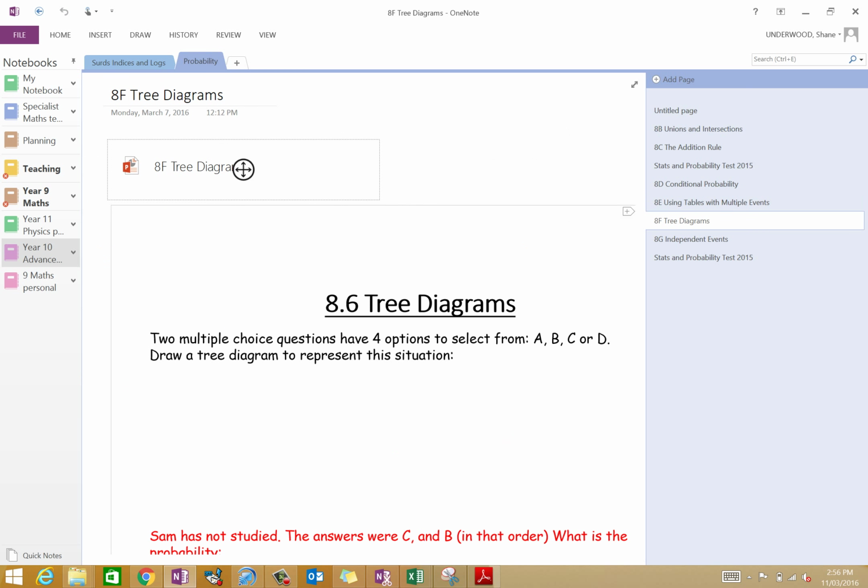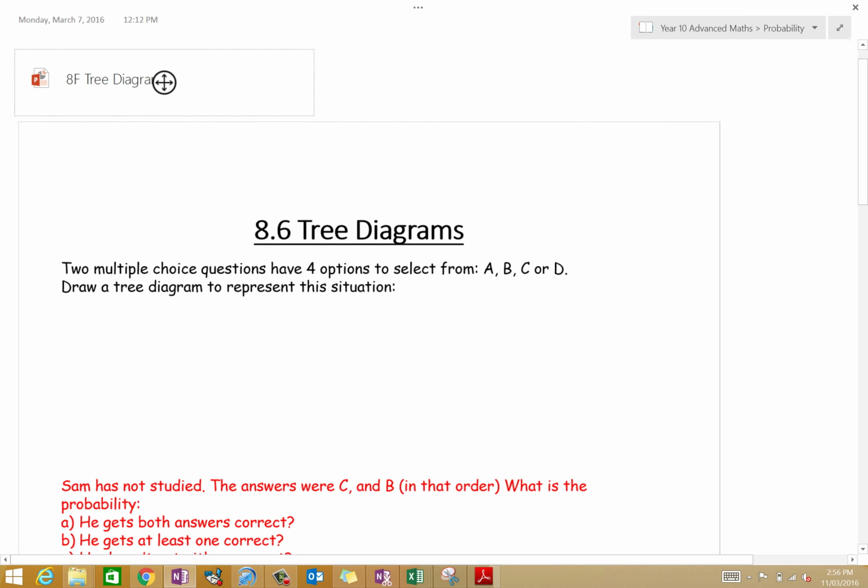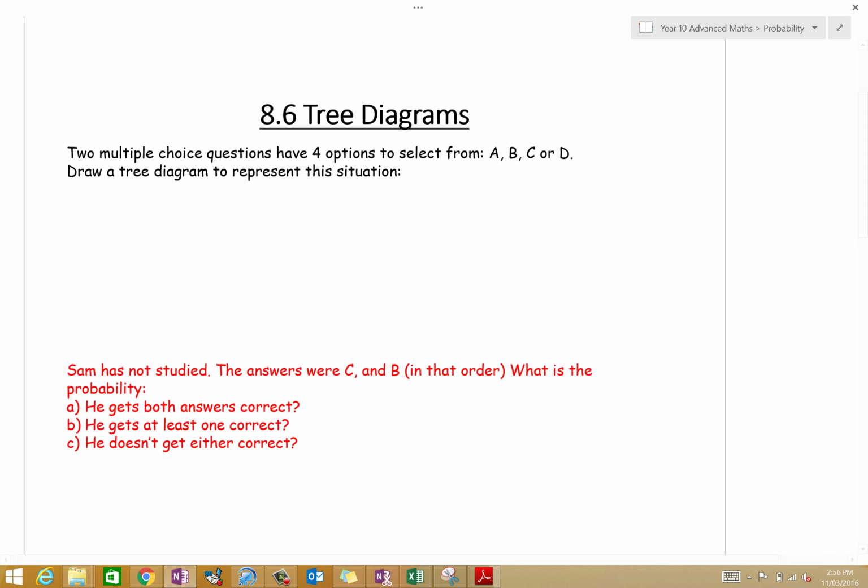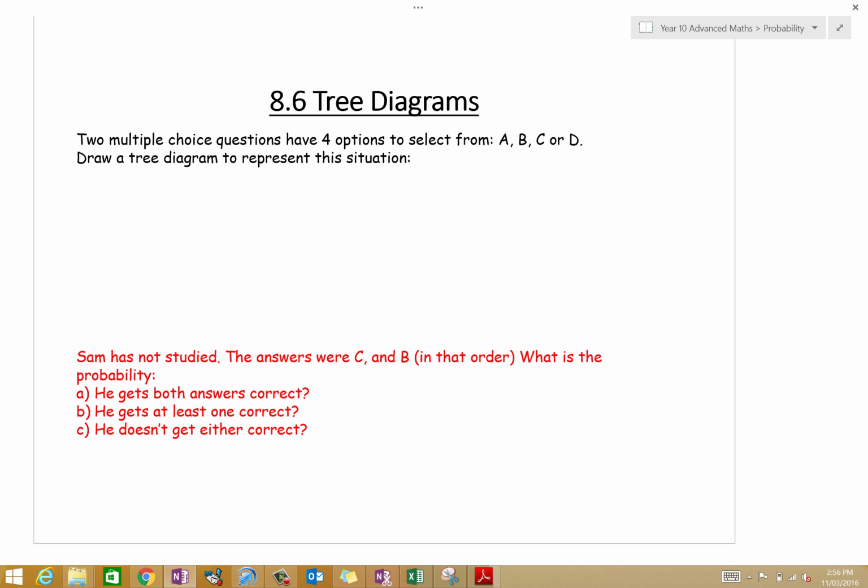All right. Now let's look at some tree diagrams. Can someone tell me what would be the odds of correctly guessing 2 multiple choice questions which have 4 options? What would be the odds? 1 out of 16. Okay, good.